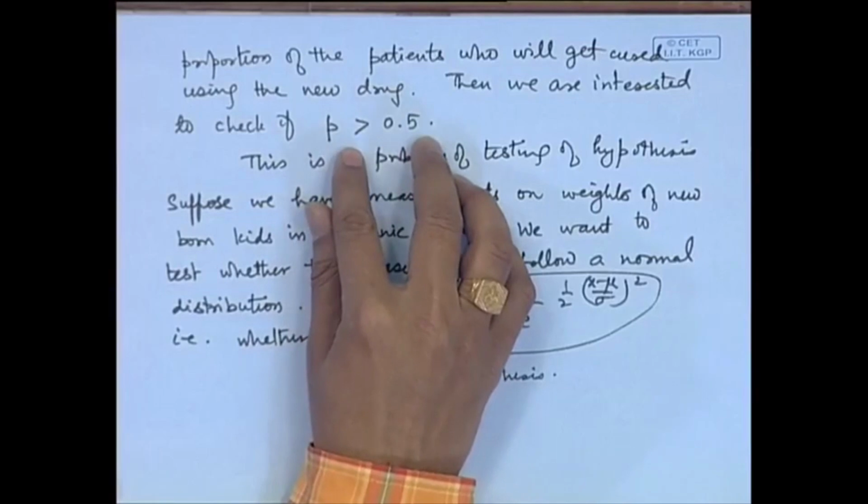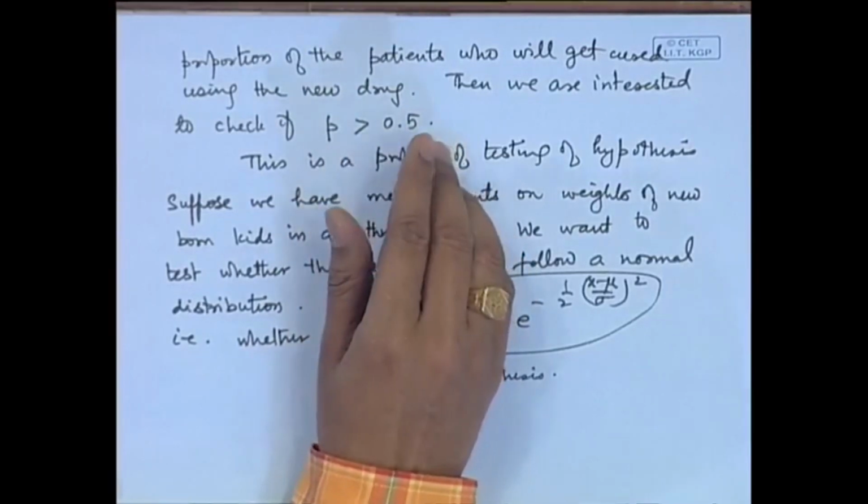On the other hand, if it turns out that the number of patients recovered using that medicine is say 70%, then there is no reason to disbelieve this proposition. We will feel that the new drug is more effective. So, the problem of testing of hypothesis is to devise a procedure on the basis of a random sample to tell whether a given hypothesis is tenable or not.